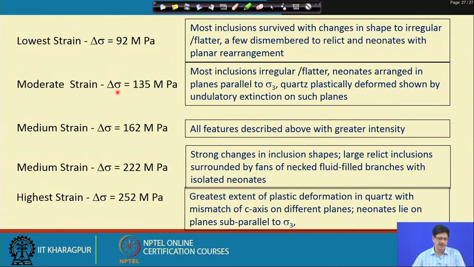So, in the lowest strain, where delta sigma is about 92 megapascal, most inclusions survived with changes in shape to irregular or flatter. They become flatter in shape, and the plane on which they are flattened is subparallel to sigma 3, that is the minimum principal stress axis. A few dismembered to relict and neonats with the same planar arrangement.